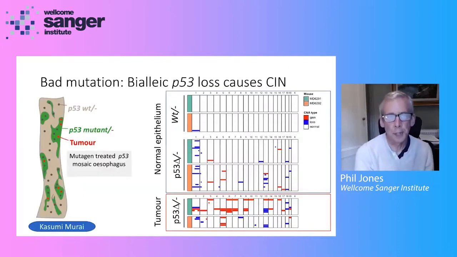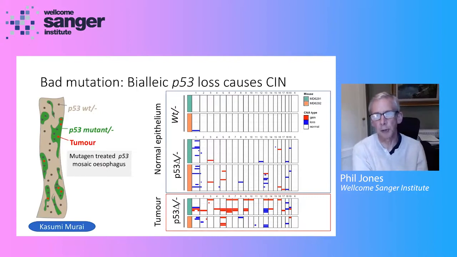Let's think about a bad mutation. So I've said that P53 is found in almost all squamous cancers of the esophagus, though it's quite rare in normals. So this is just an example of a series of experiments done by Kasumi Murai in the lab. And she generated a mosaic mouse esophagus, and she wanted to study the effect of losing both copies of P53. So here we can see the brown areas have got a wild type copy of P53, but the other one's missing. The other areas have got a mutant copy of P53, but the second allele is missing.